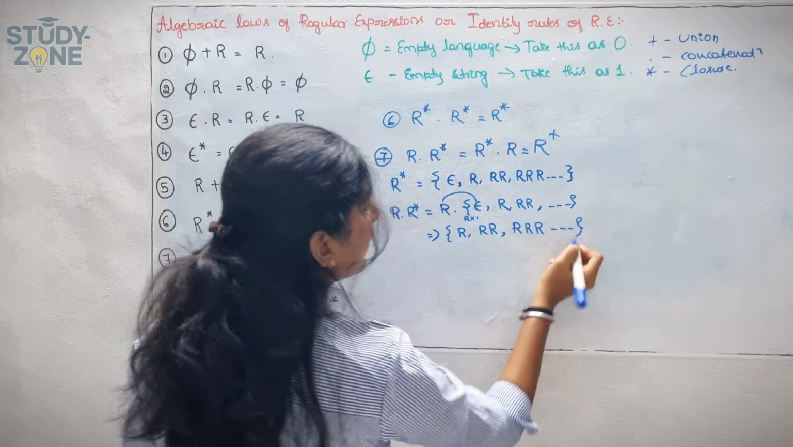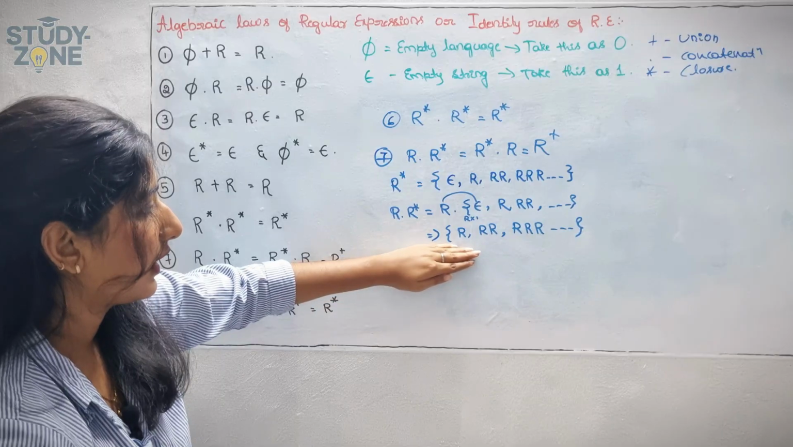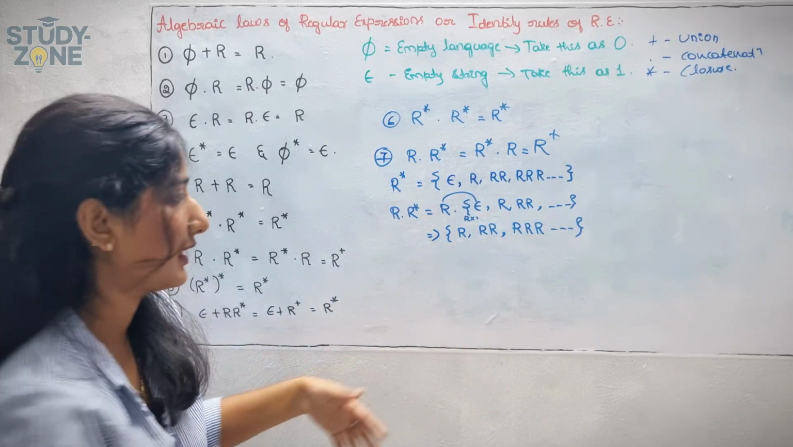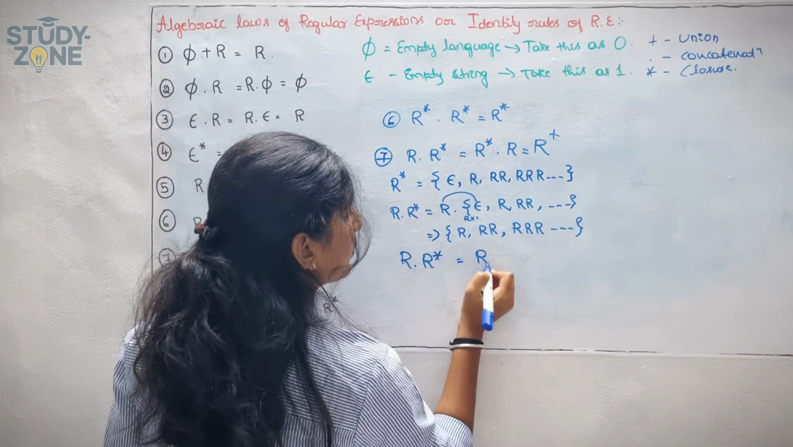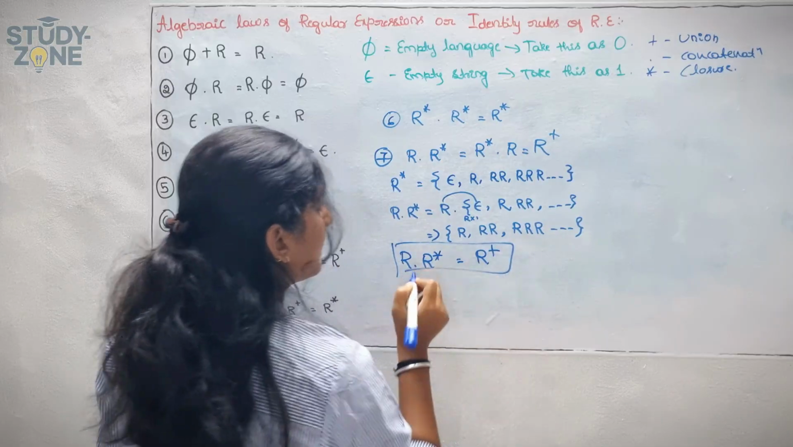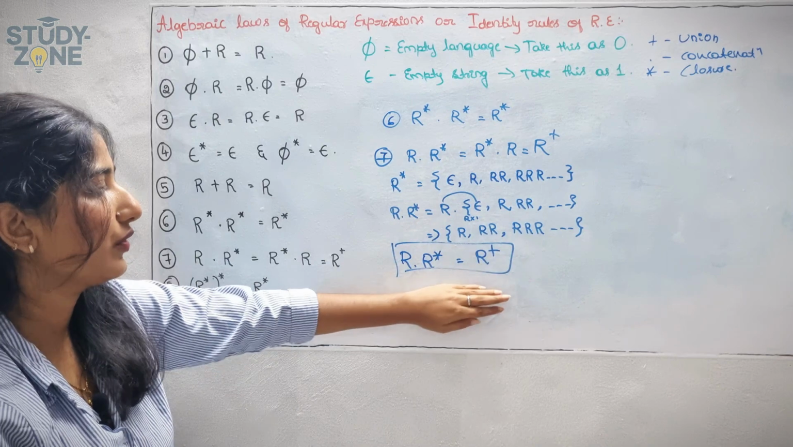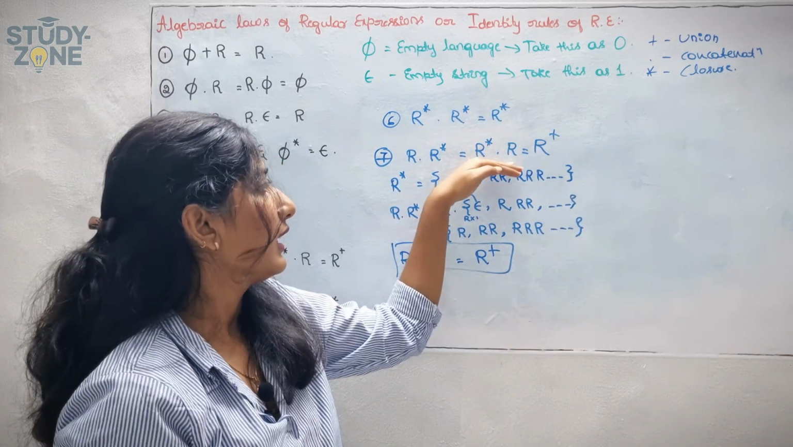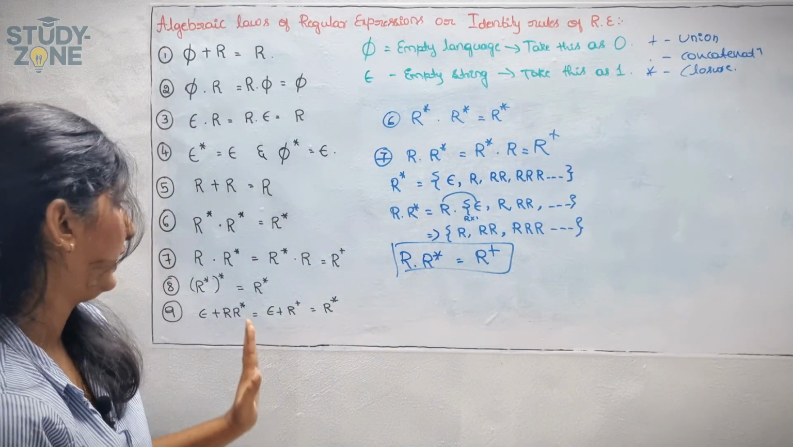Now this one is in which form? One or more occurrences of a string will be R plus, right? So R into R star equals R plus. If you interchange the place of R star and R, then also you will get R plus only. So R into R star equals R star dot R equals R plus only.